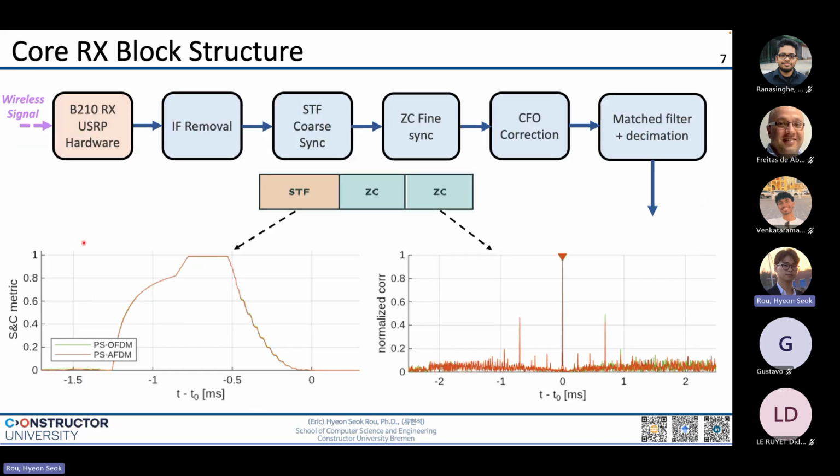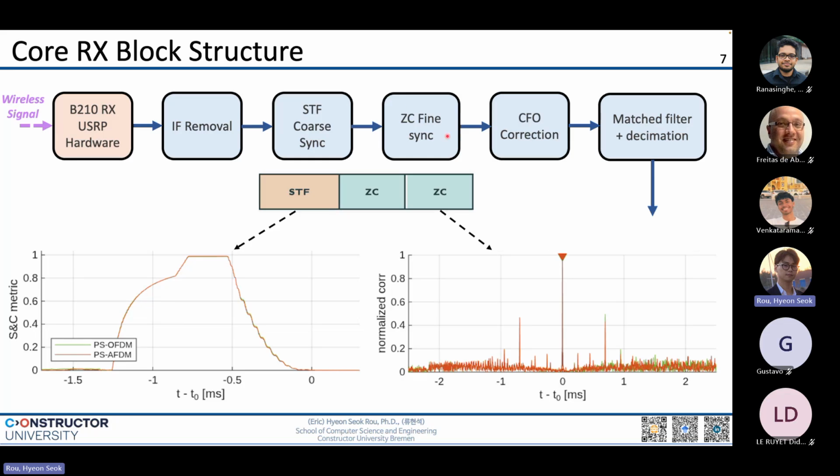And of course, we have the next receiver side. We get the wireless signal at the USRPs. We shift it back to the zero frequency. Then we do the coarse synchronization and the fine synchronization. The coarse synchronization is done using the Schmidl and Cox algorithm, and we simply perform the correlation. We get this nice plateau as we usually know. This is used to perform the coarse synchronization.